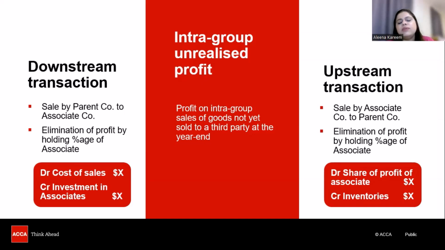On the other hand, when we talk about the upstream transactions, when the sale is made by the associate company to the parent company, in that case, parent company has the inventory, so we credit the inventories. And on the other hand, we debit the share of profit of associate because associate has recognized that profit and we remove that profit away from its workings. So please keep these double entries in mind. These are very important from your exam point of view.